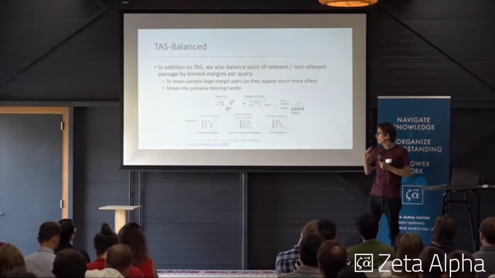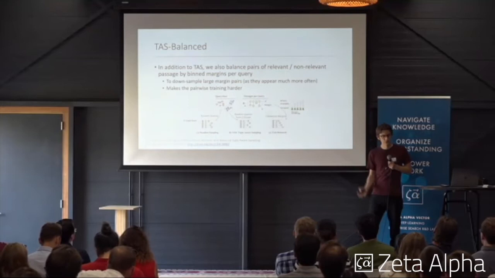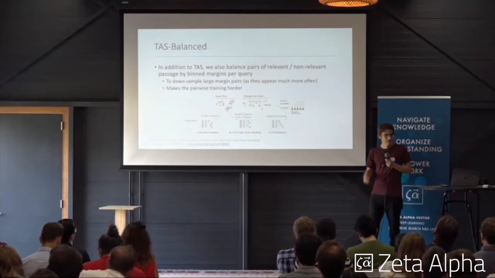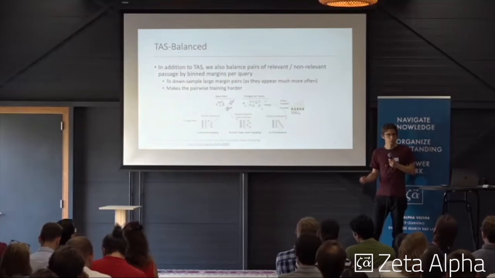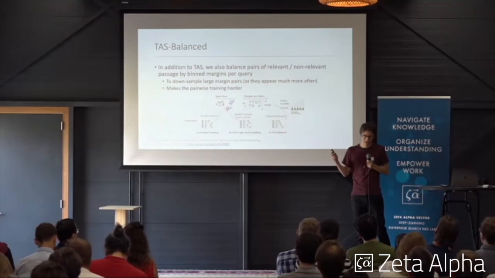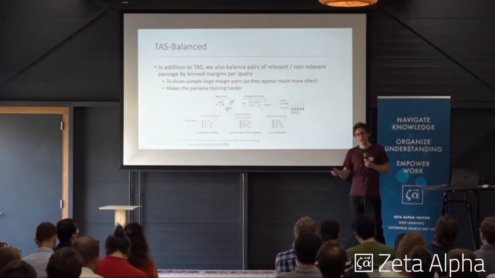Additionally, we also observe that if you take the positive and negative passages associated with a query given by the MS MARCO training data, many of those passage pairs are quite distant from each other. And we want to make the pairwise training harder. So therefore, we subsample passages that have a large margin for the pairwise teacher, and we make this pairwise teacher training harder and give more information in the loss function.